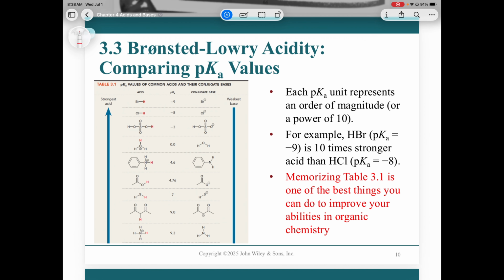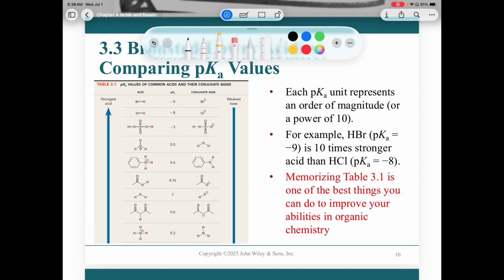So just to recap, kind of what I was saying before, each pKa unit represents an order of magnitude. So if you have an acid that, say, has a pKa of -7 and you're comparing it to an acid with a pKa of -9, the difference between -7 and -9 is 2, and so that would be 10 to the power of 2. And so an acid with a pKa of -9 would be 100 times stronger than one with a pKa of -7. I went over that example here. Let's say you have HBr and you're comparing it to HCl. Well, HBr has a pKa of -9, so it's 10 times stronger than HCl, which has a pKa of -8.